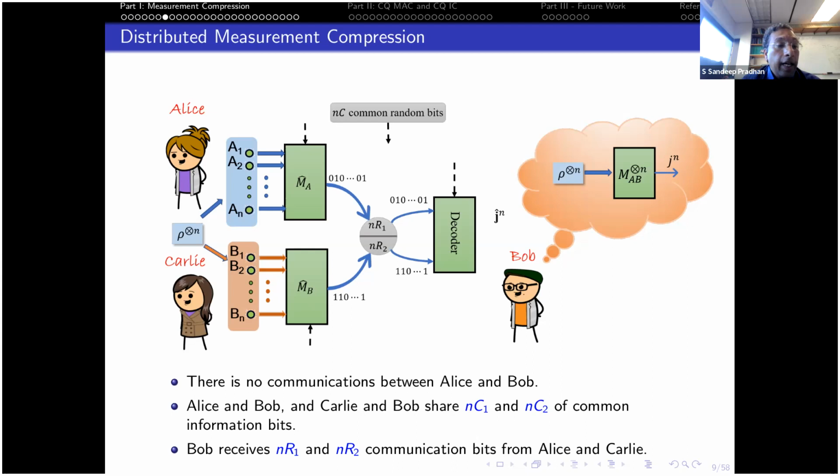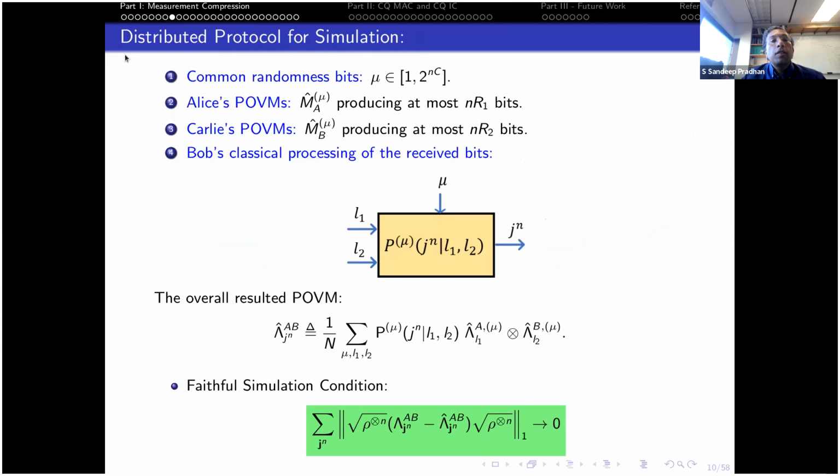So here is the three-agent version of the problem that I talked about. As I said, there is common randomness, C1 and C2, which we can call C1 plus C2. Alice's and Carly's POVMs have to be designed. And what does Bob do? Bob gets two indices, L1 and L2, from Alice and Carly. And Bob also receives this common randomness index.